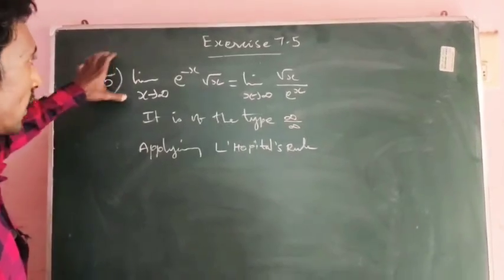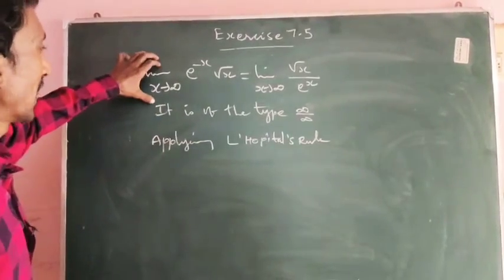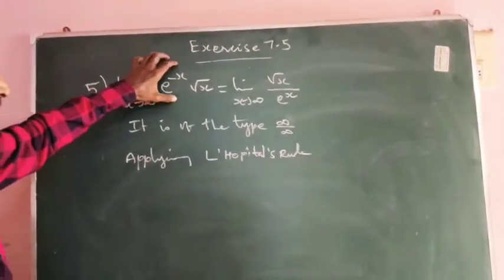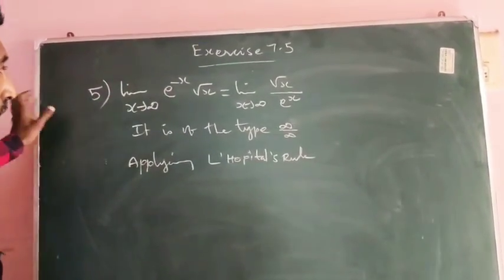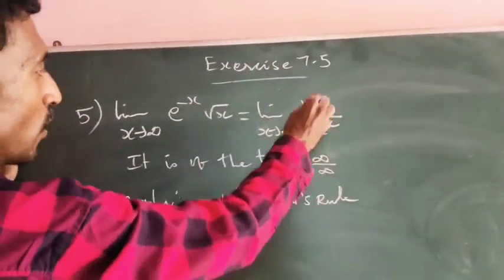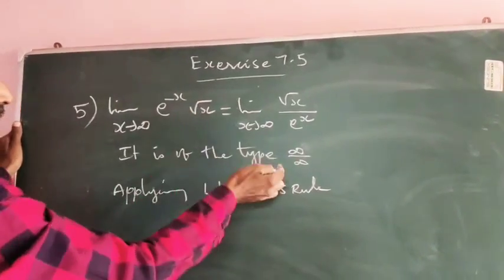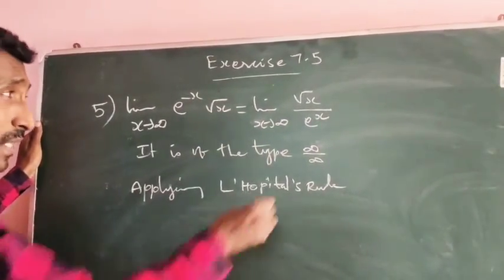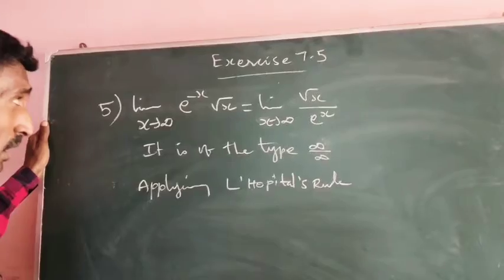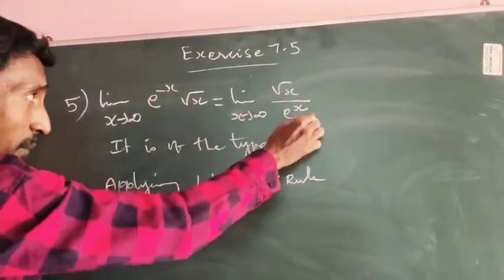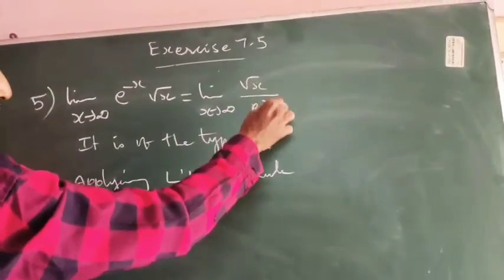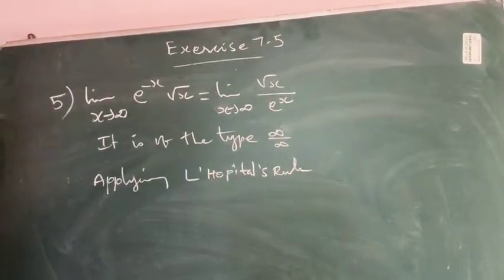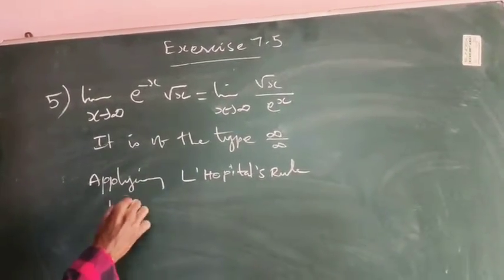Question number 5 in exercise 7.5, limit x tends to infinity, e power minus x into root x. So write it in terms of a rational expression. Limit x tends to infinity, root x, move this one to the denominator. 1 by e power minus x becomes 1 by e power x. So e power minus x becomes 1 by e power x. Now put x equal to infinity. So it is of the type infinity by infinity. So apply L'Hopital's rule.